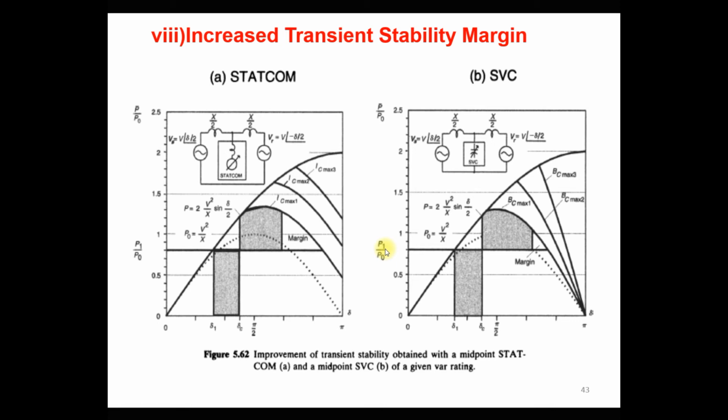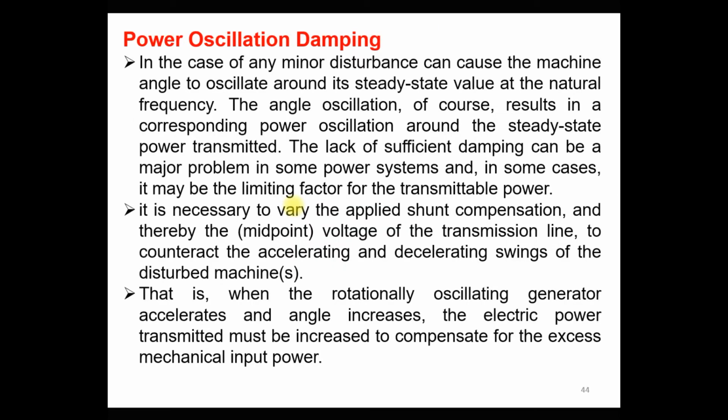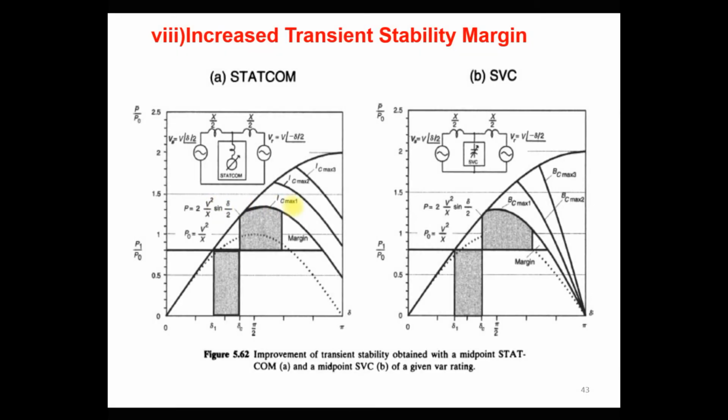Another meaning of this comparison is that for the same stability margin as the STATCOM provided here, we require a larger size of SVC as compared to the STATCOM. So this is a drawback of the SVC as compared to the STATCOM to improve the transient stability margin. So here we complete this comparison. I hope you understand all these comparison points between STATCOM and SVC.